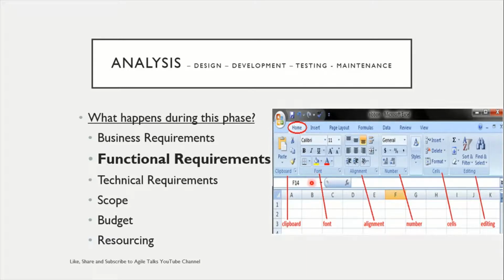So a font feature should help the customer to adjust the fonts and size and add color to it and things of that nature. Similarly, alignment should help the user to align the cells, whether he wants to merge or split the cells and whatnot. So basically these are the functions that will be discussed during the functional requirements.